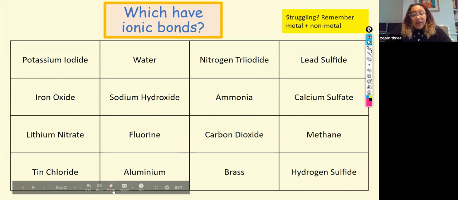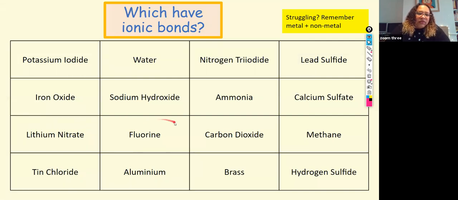Where we've got metals on their own, I didn't actually do any of those on their own. Yeah, aluminium and things like that. No, okay, so they're not ionic bonds.